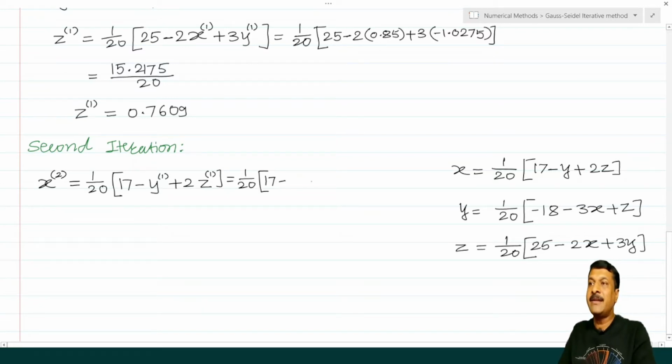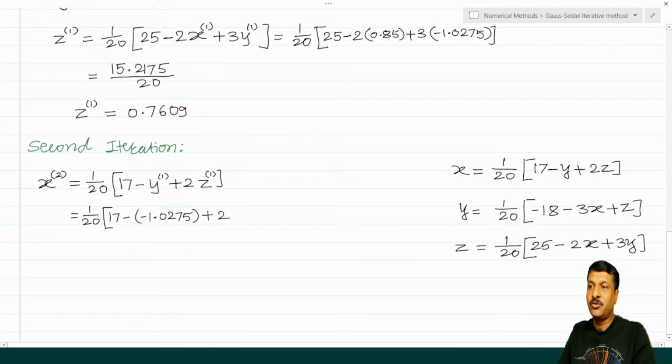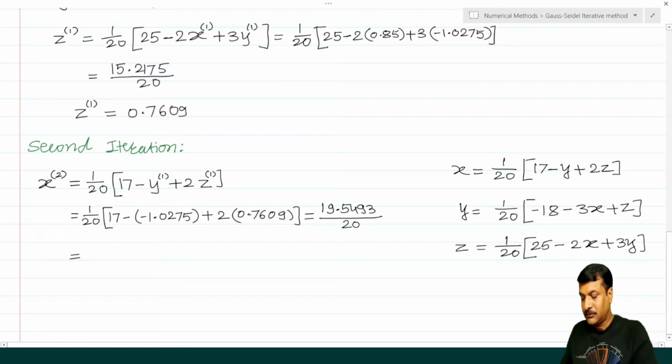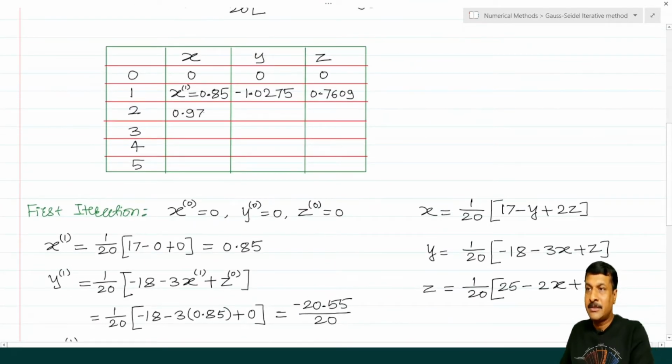So 17 minus y at first position minus 1.0275 plus 2 recent value of z means z at first position 0.7609. By calculator you find this value 19.5493 divided by 20. So I am getting here 0.97746, up to 4 digits. So put this value 0.9775. Note that first position of x and second position of x are not similar.